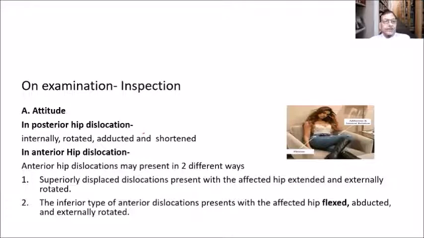In anterior hip dislocation, it may present in two different ways. There are two types, one is superior and one is inferior type. When it is superior type, it presents with the hip extended and externally rotated. Compare with the posterior hip dislocation, where there is the opposite deformity. But in the inferior type of anterior dislocation, the hip is flexed, but abduction and external rotation remain.